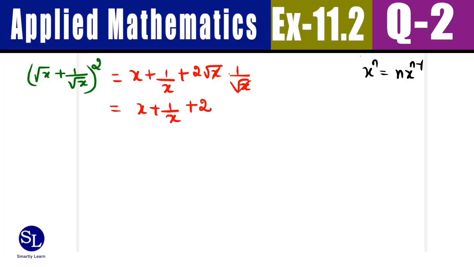Now let's start to differentiate this. Differentiation of x is 1, plus differentiation of x power minus 1 is minus 1 into x power minus 2. Differentiation of 2 is 0, so I'm not writing anything here. So this is going to be 1 minus 1/x squared.